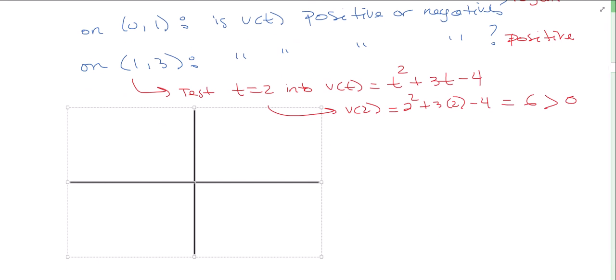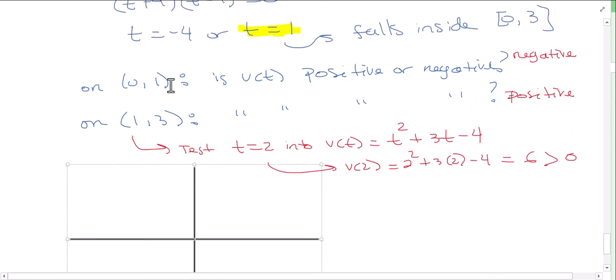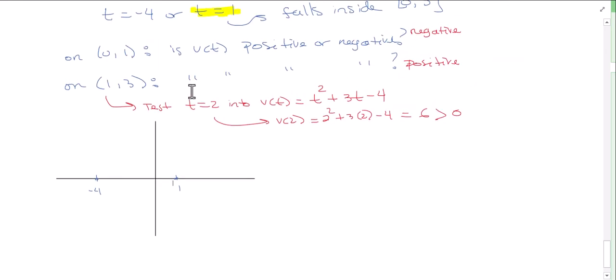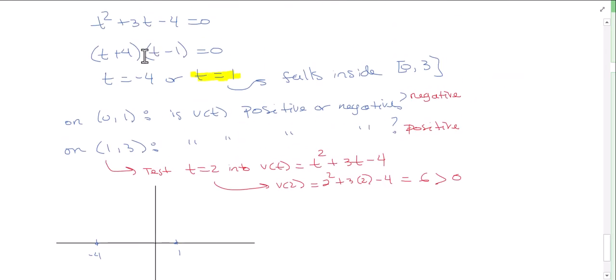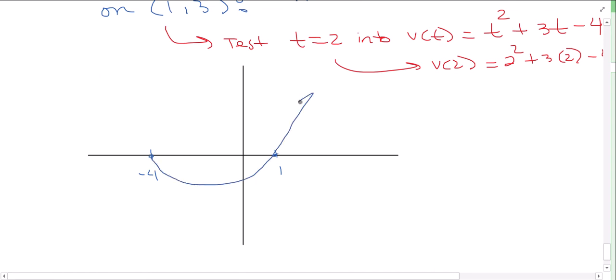So that means that this parabola has x-intercepts, we said, at -4 and at 1. So it's going to look like -4 and 1. That's where the parabola touches the axis. And we already know, because it's a positive t squared, that it opens upwards. So if I try to draw this parabola, it's going to be underneath the axis here, and then it goes up.